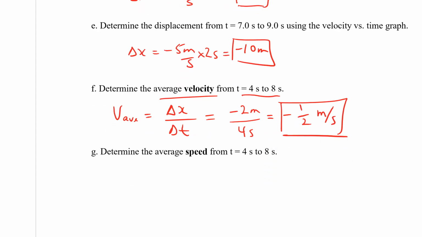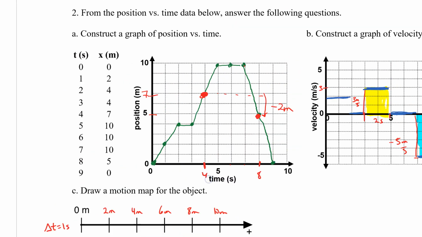Determine the average speed. So average speed is going to be equal to now not displacement, but now it's going to be distance divided by how much time went by, the change in time. So again, from 4 to 8, it's still 4 seconds. But what was the distance? Okay, so looking back at this graph, first they went up this way, so they went 3. I erased my green line. Okay, so from here to here, it moved 3.